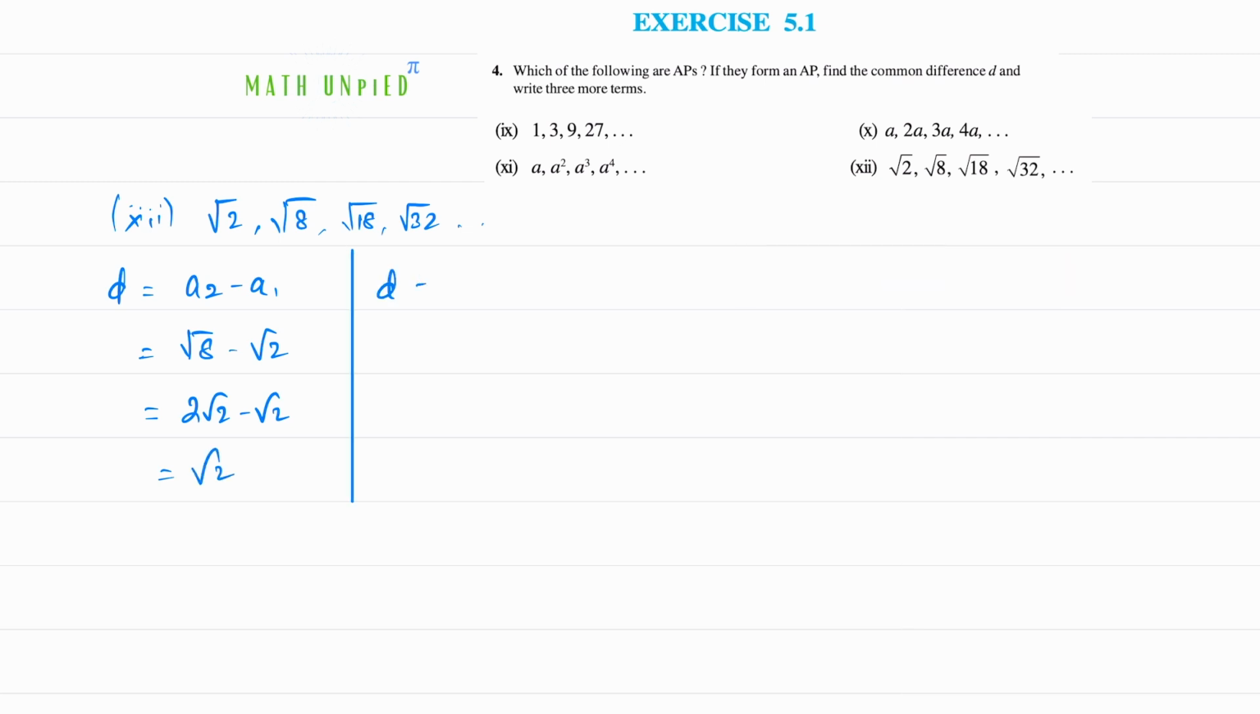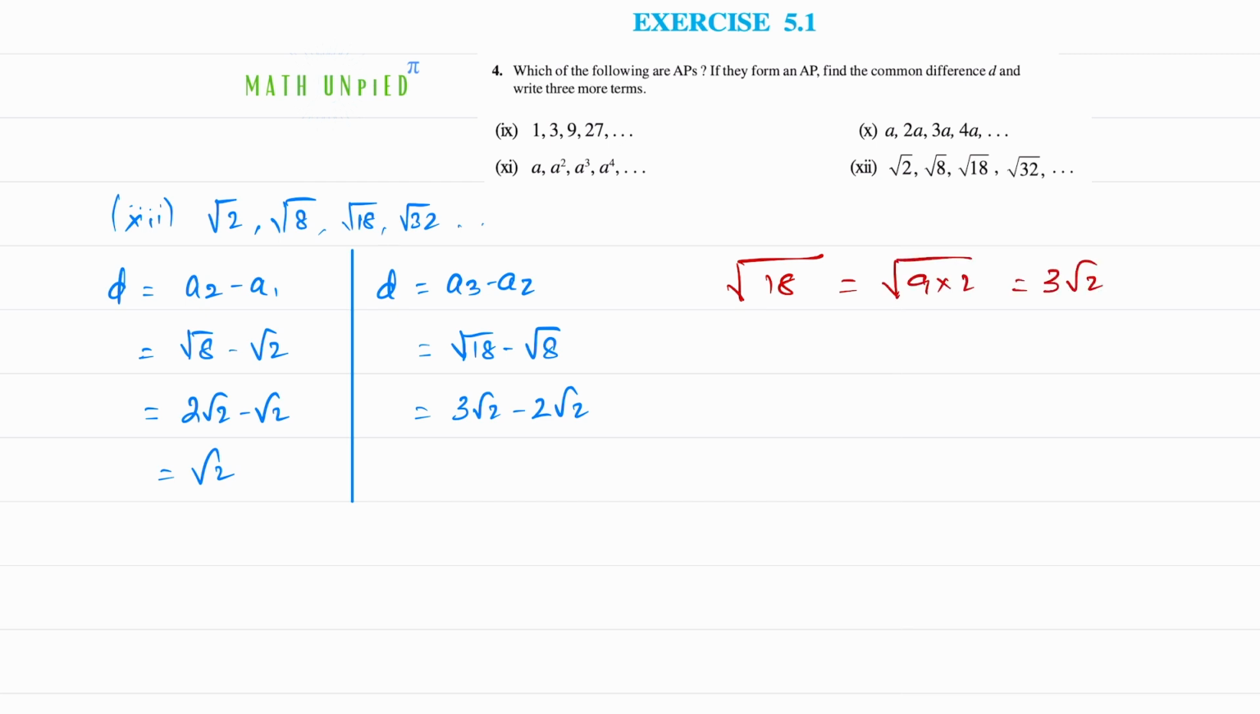Similarly, D equals A3 minus A2 for the next two terms. This is root 18 minus root 8. Again, this is 3 root 2 minus 2 root 2. And how did we get this? Root 18 equals square root of 9 times 2, which is equal to 3 root 2. So this will be 3 root 2 minus 2 root 2, which is root 2.